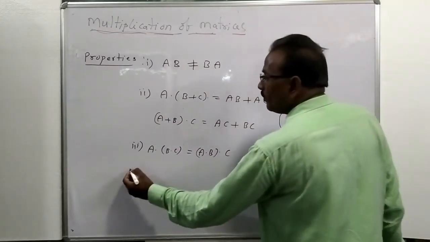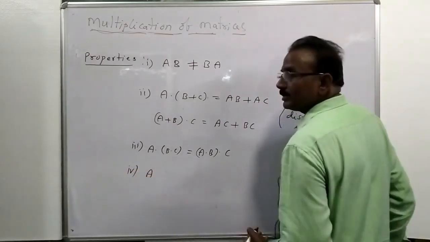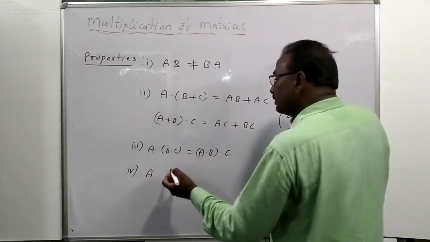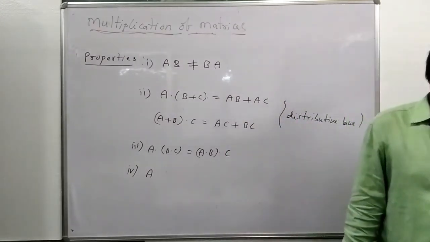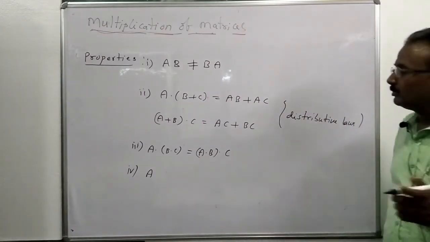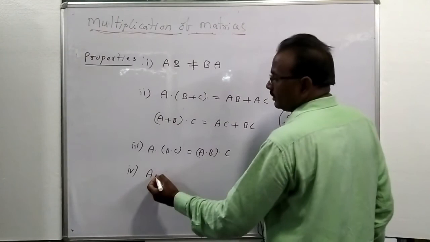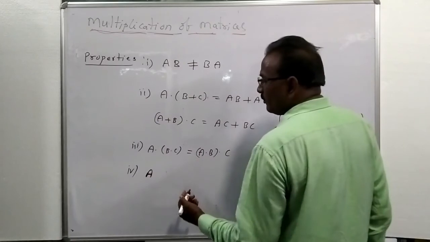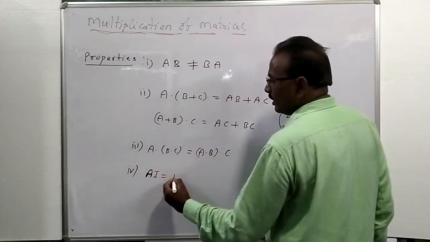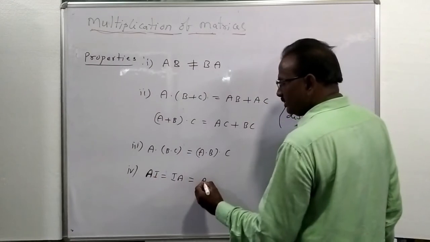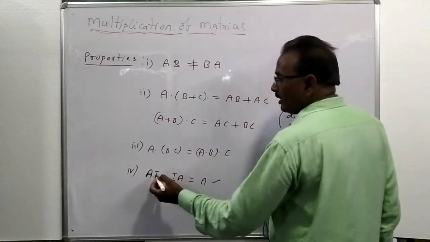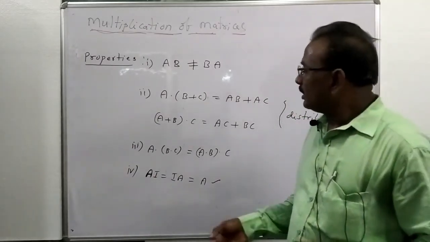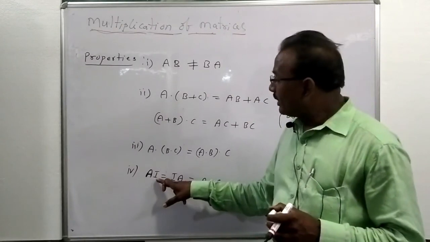Next, the fourth one: if A is any matrix and I is the identity matrix of the same order as that of A, then A into I is equal to I into A is equal to A. This is always true. Therefore here I is called the multiplicative identity. Additive identity is the null matrix and multiplicative identity is the identity matrix or unit matrix.